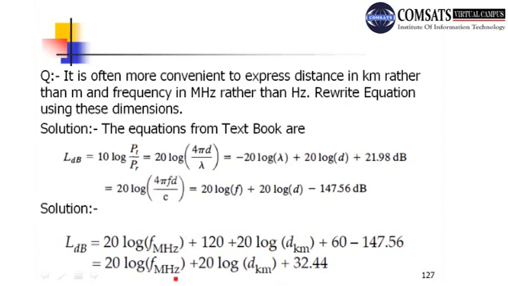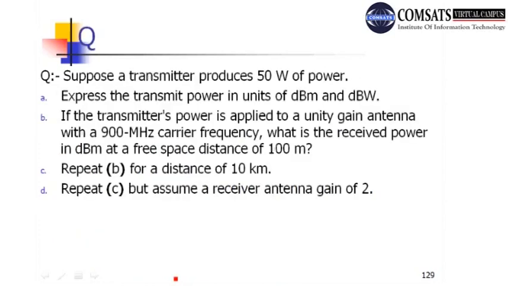So you can see that now we have the equation, with frequency in megahertz and distance in kilometers. So here we have another question. A transmitter produces 50 watts of power. Express the transmission power in units of dBm and dBW. If the transmitter's power is applied to a unity gain antenna with a 900 megahertz carrier frequency, what is the received power in dBm at a free space distance of 100 meters? Repeat B for a distance of 10 kilometers. C, but assume a receiver antenna gain of 2.